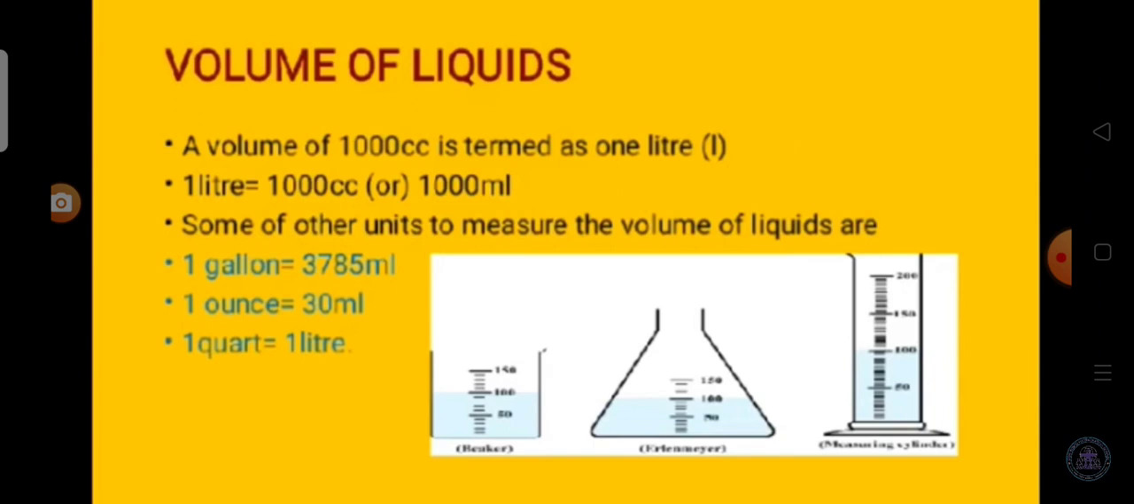Some other units to measure the volume of liquids are 1 gallon, that is equal to 3785 milliliter, 1 ounce, that is equal to 30 ml, and 1 quart, that is equal to 1 liter.